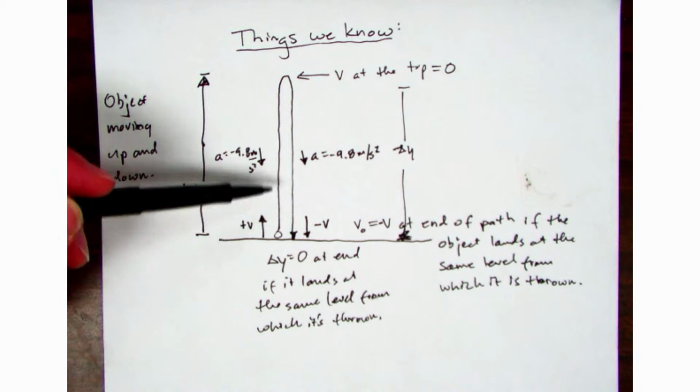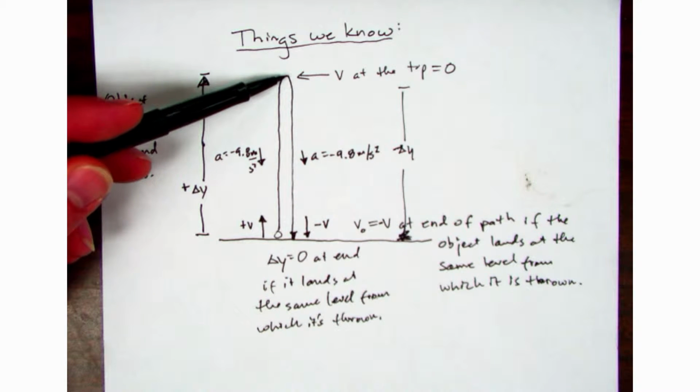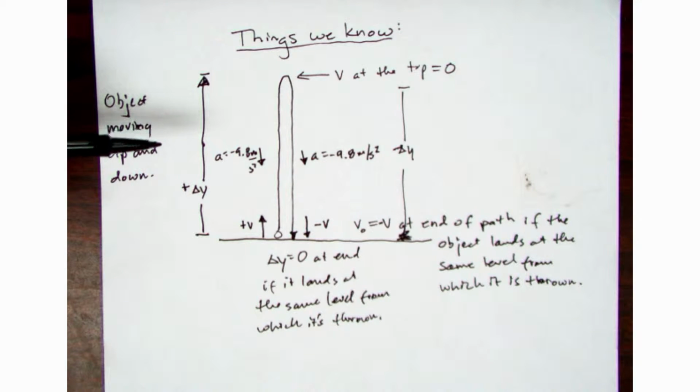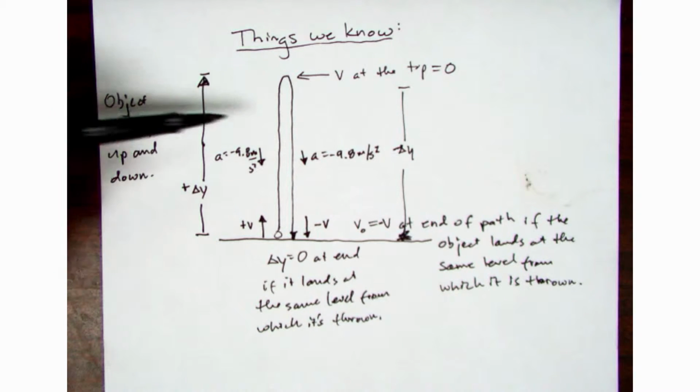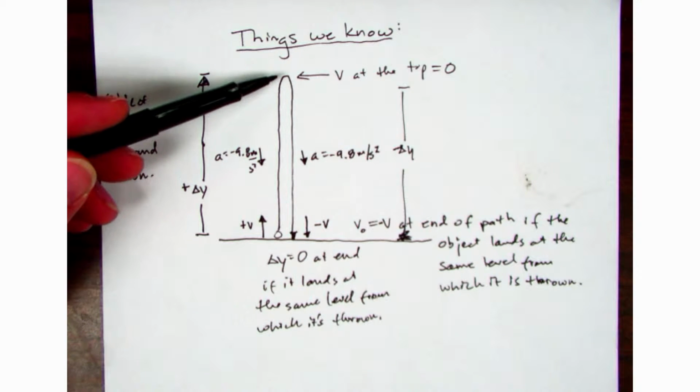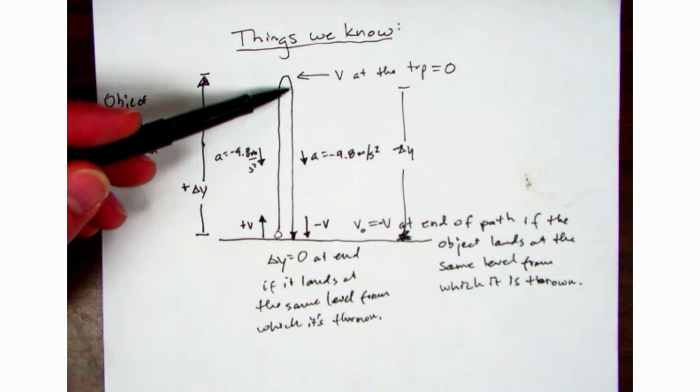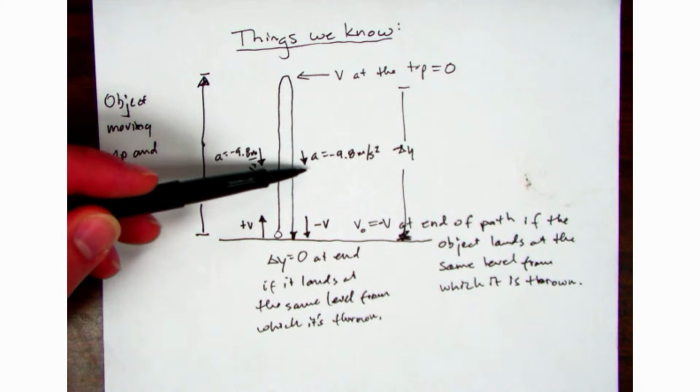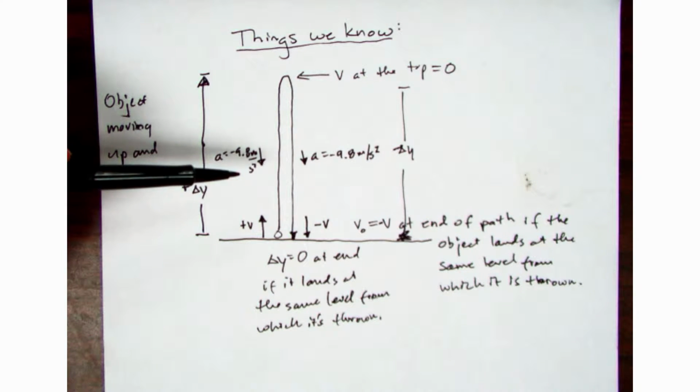Now, as the ball gets to the top of its path, it slows down so much that at the very top, it reaches zero velocity. So that's one thing we know. We know velocity at the top of the path is 0. It's just for an instant and it starts to fall again. It gains speed because it's now working together with that same downward acceleration of negative 9.8 meters per second squared.